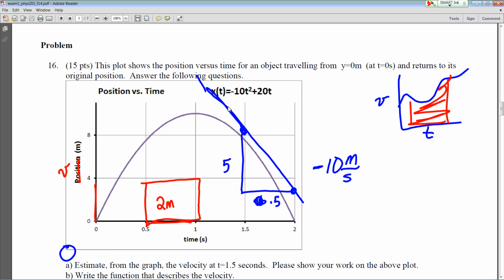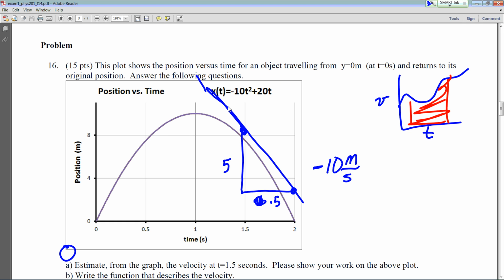Okay, so that block represents 2 meters, and I have 1, 2, 3, 4 blocks, plus another about a half a block, or maybe a whole block. So I have roughly 9 to 10 meters that it's traveled, if it's a velocity versus time graph. I could ask you something like that as well. That's only if it's a velocity versus time, and this one is not. This one is a position versus time. Okay, and then I asked you to write the function that describes the velocity.